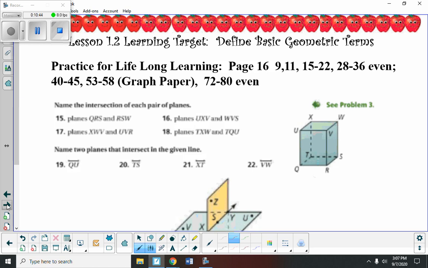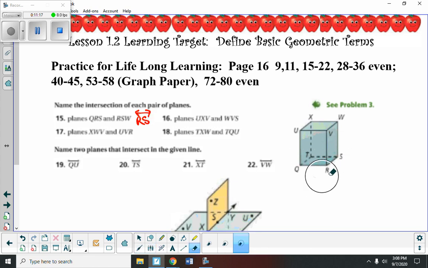All right, a few more questions here. It says, name the intersection of each pair of planes. So, number 15, planes QRS and RSW. So QRS is the bottom of the box. That's how I think of it. And RSW is the side. So those are going to intersect right here at line RS. So we would say line RS. That's how you do that.